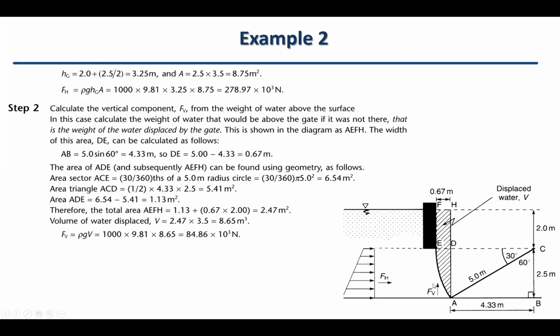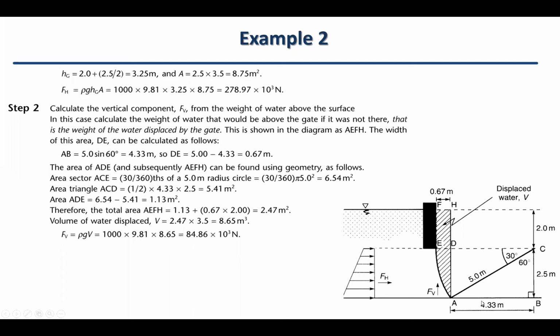To calculate F_V, we need to calculate the hatched area. The top one can be easily calculated, but the bottom one is a little bit tricky. So let's see how we calculate this one. First we need to calculate DE. To get DE, we first need to calculate AB. We can take AB away from 5 meters, because 5 meters is CE. CE minus AB gives CD, and then you can easily calculate DE.